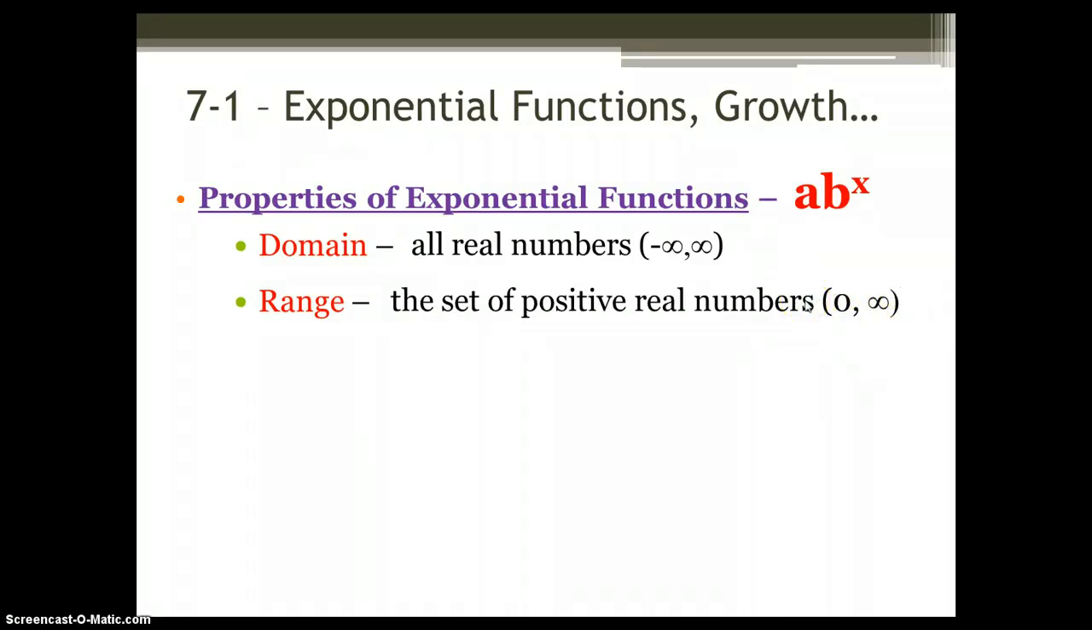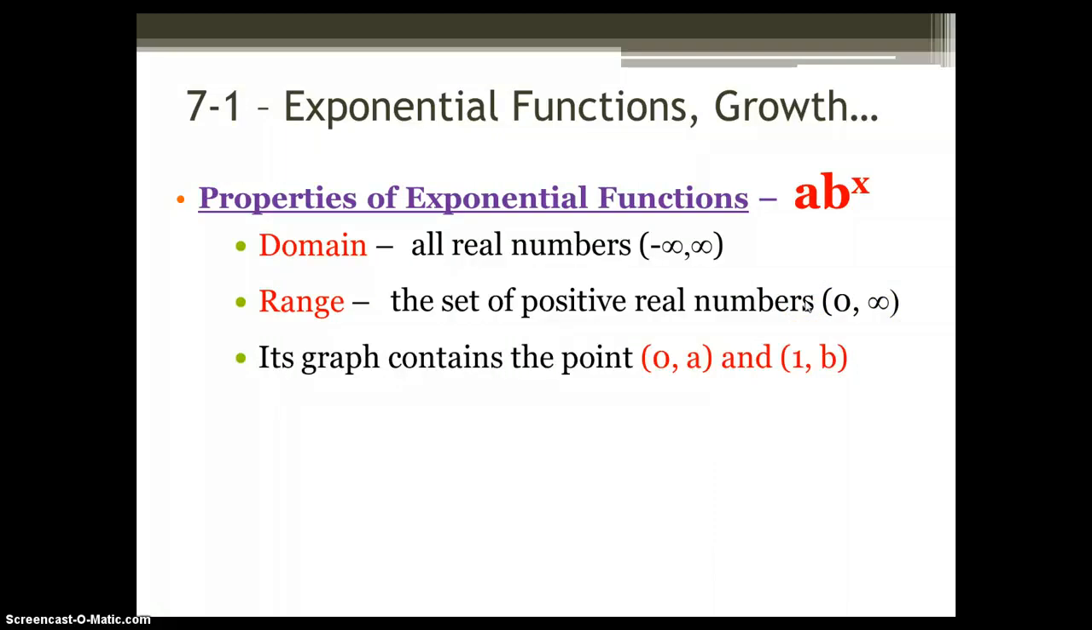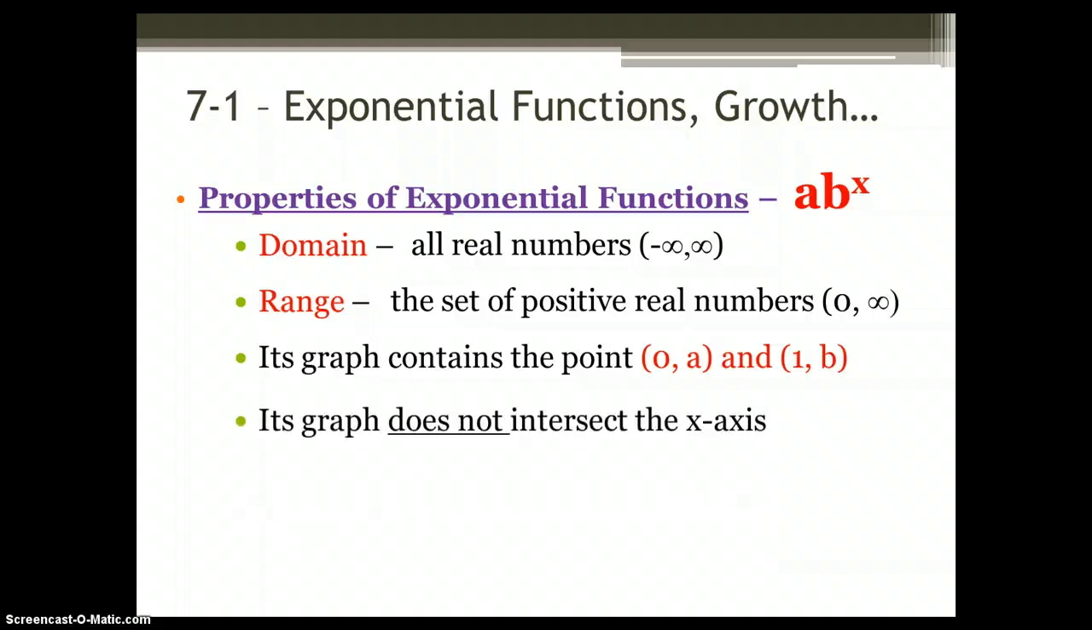Another important property we have to discuss is that the graph contains the points (0, a) and (1, ab), which are our initial value and growth or decay factor points. The last property is that the graph does not intersect the x-axis. This is known as what's called a horizontal asymptote.